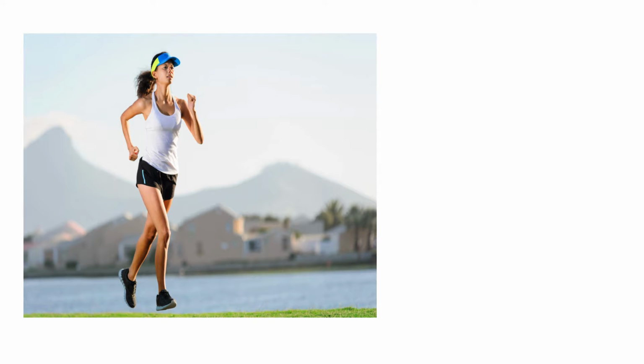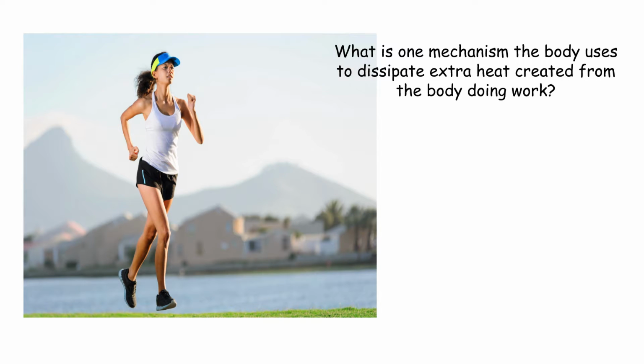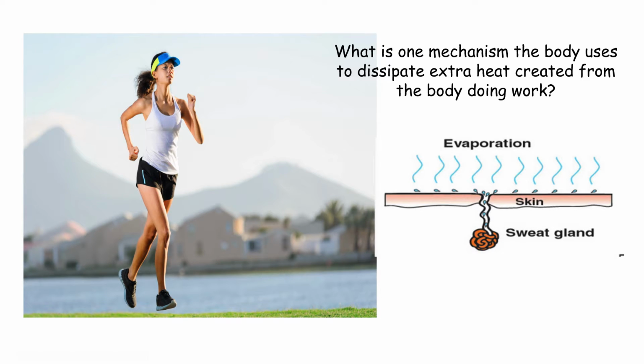Now let's say that we were a marathon runner and we were going for a run because that seemed like a good idea. What is one mechanism that the body uses to dissipate heat created from your body doing work? As you run a marathon, we're going to talk about this a little bit later, but your cells generate a lot of heat as they do work. So what's one way that your body uses to get rid of some of this extra heat?